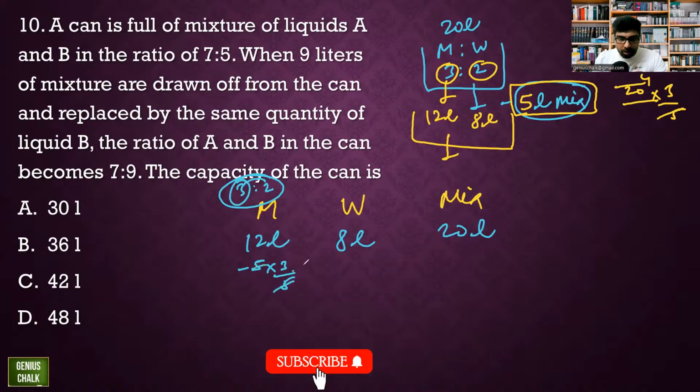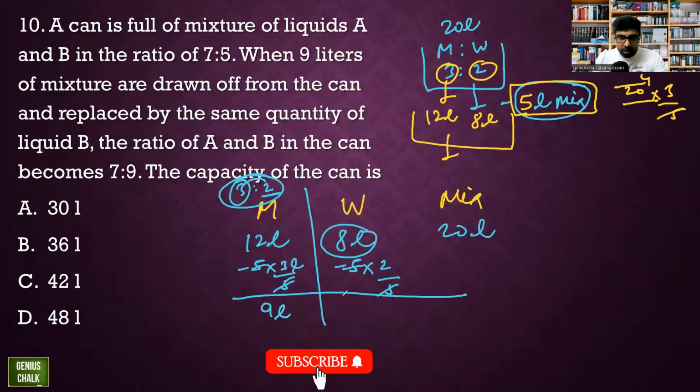So that means only 3 liter will be gone from the milk side. Similarly, from the water, 5 liter will be out, and what is the ratio? 2/5. Water was 2/5. That means 12 minus 3, that is 9 liter, and 8 minus 2, that is 6 liter. You can see we are left with how much? 15 liter, as from the mixture also we have drawn 5 liter out. So 20 minus 5 is 15.